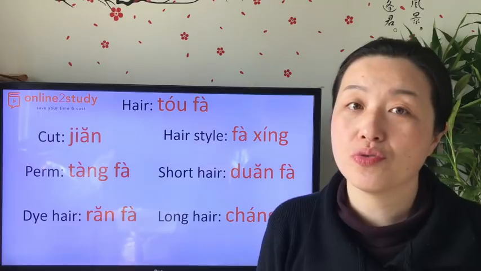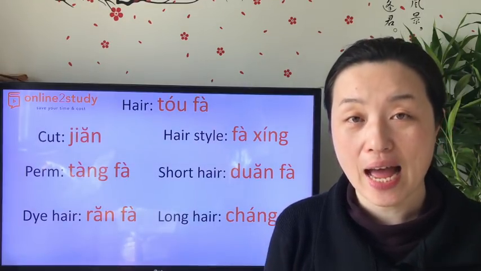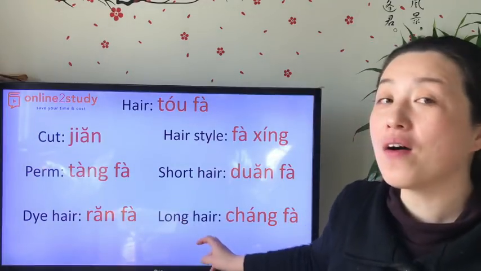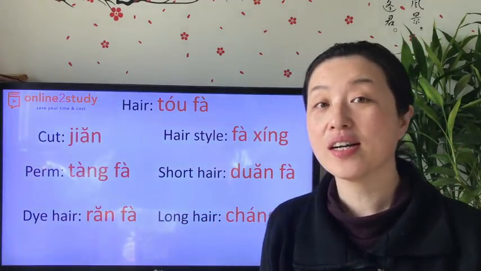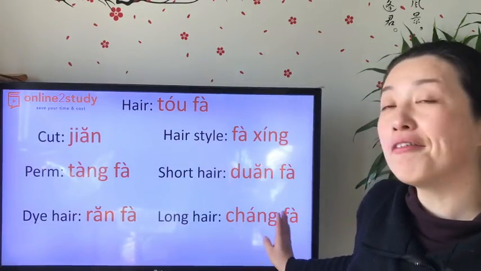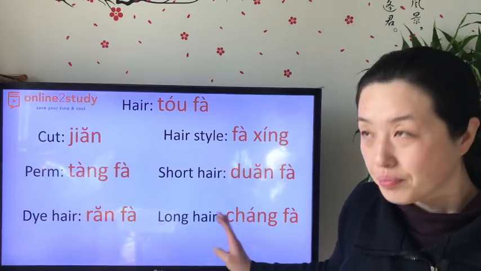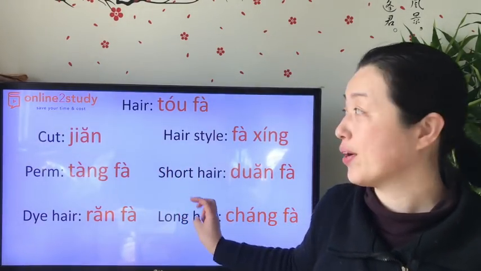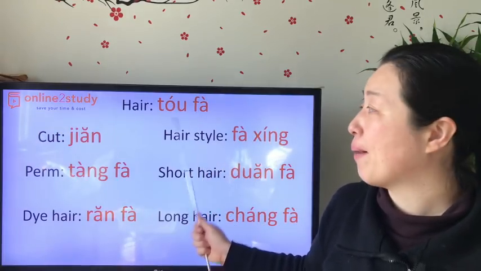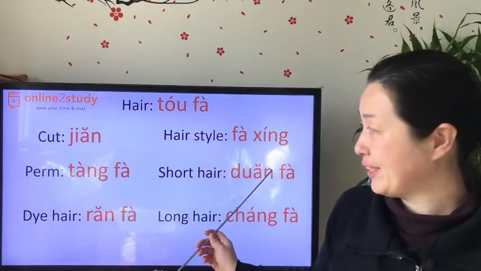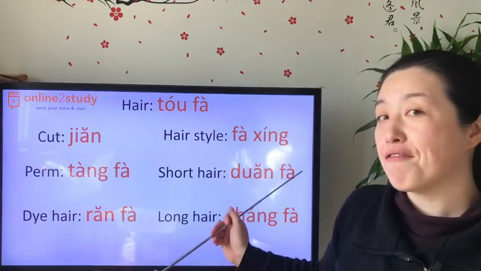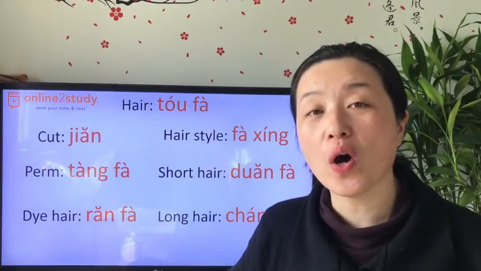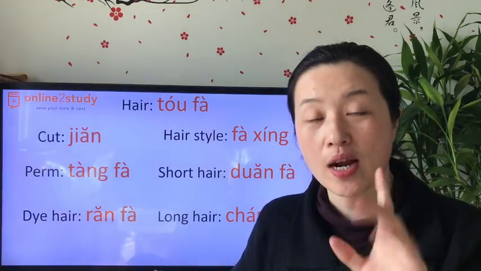I want to dye my hair yellow. How to say it? 我想染黄头发. 黄 is yellow. So dyed hair is 染发. Long hair, longer than shoulder or even longer, is 长, 长 is long. 长发 is longer hair. So these are the general vocabulary that you can use in the hairdress shop, okay? Let me review one more time. 头发, 剪, 发型, 烫发, 短发, 染发, 长发. Yes, very good.